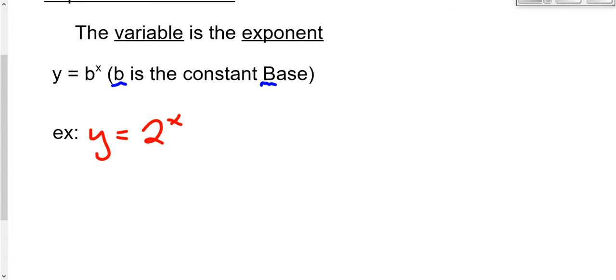We could also have more complex examples. For example, y equals -3 to the x plus 1 power. Here you can see our base is still a constant, it's a -3. And the exponent, x plus 1, has the x variable in it.